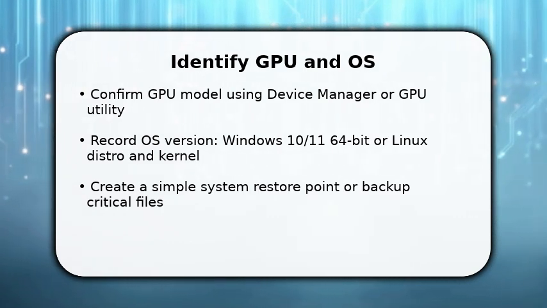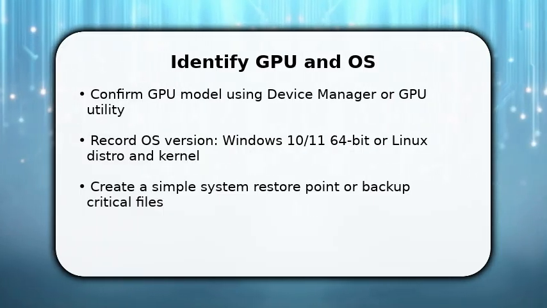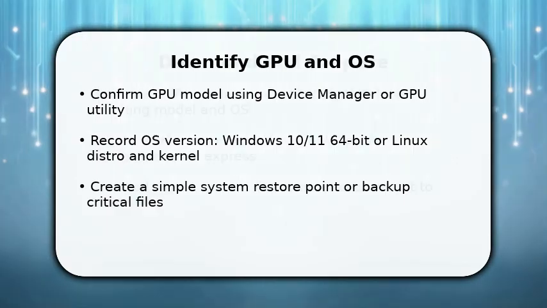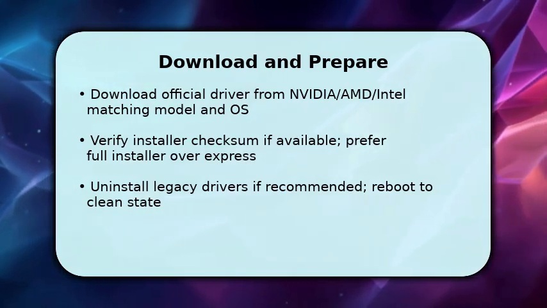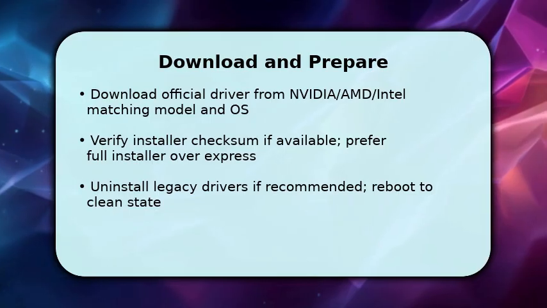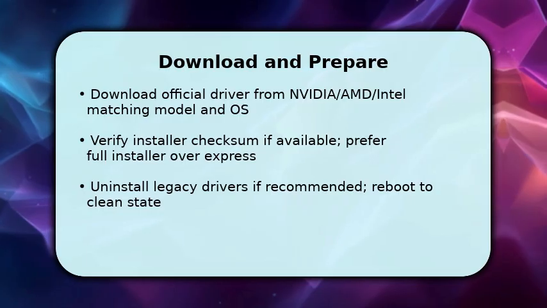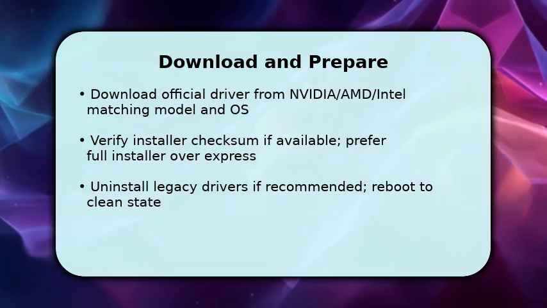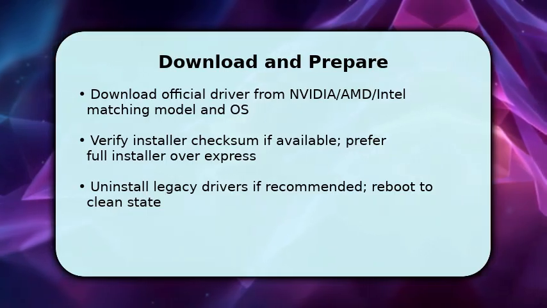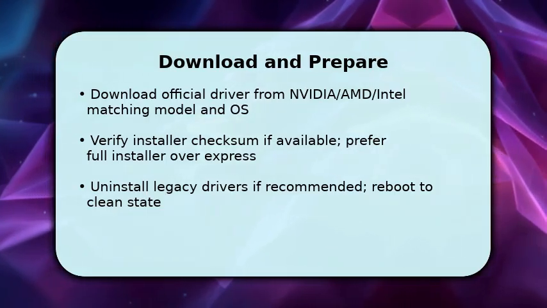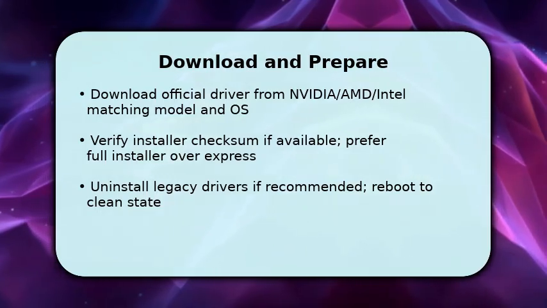Next, go straight to the GPU vendor's official download page and pick the exact driver for your model and OS. That avoids compatibility issues. Verify the installer checksum when offered, and choose the full driver package rather than a slim or express option so you get all components. If vendor notes recommend removing legacy drivers, uninstall them cleanly and reboot to ensure no remnants remain. After reboot, disable non-essential background apps. Then keep the downloaded installer handy for the next step.